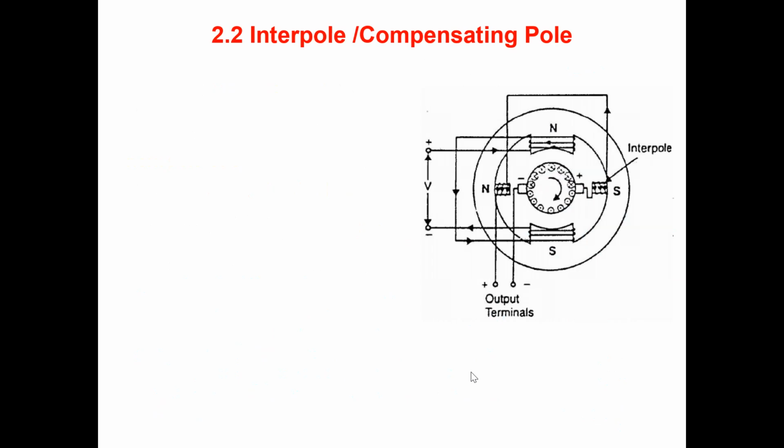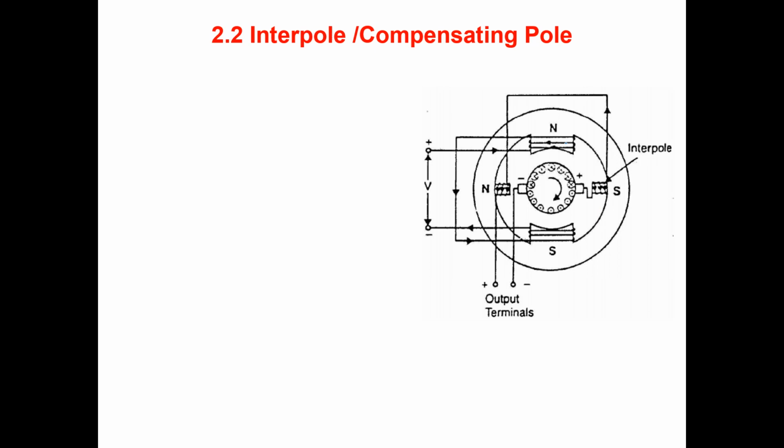Then another is the interpole and compensating pole. This is a very popular technique to reduce commutation problems. There will be a change in construction. We put an interpole between the main poles. N and S are the main poles of our machine, and the interpoles are placed at the center between main poles with opposite polarity.